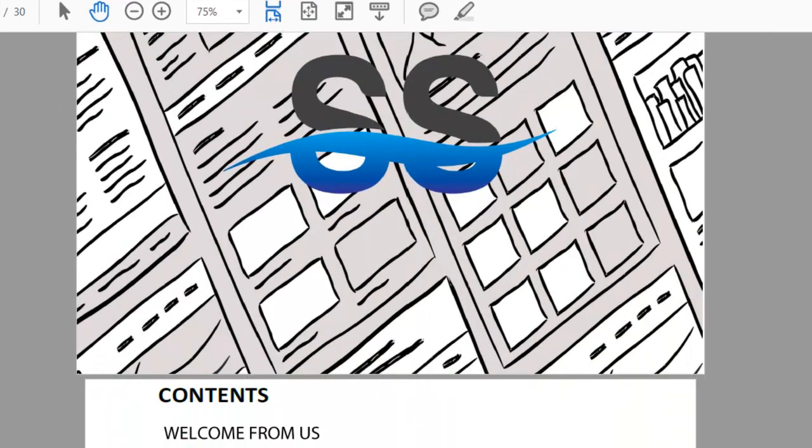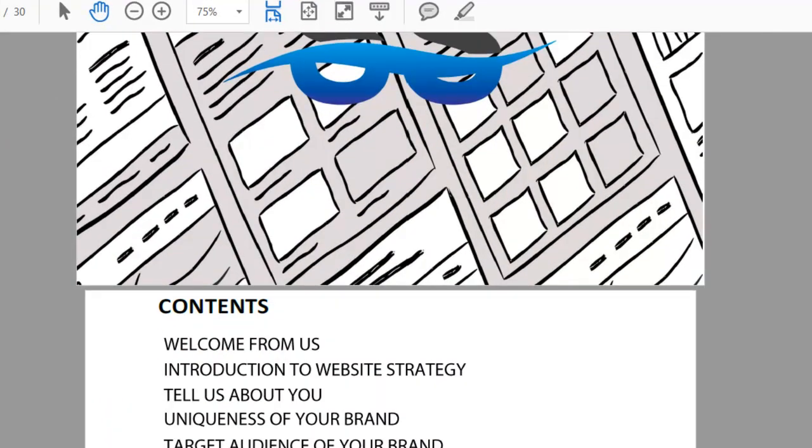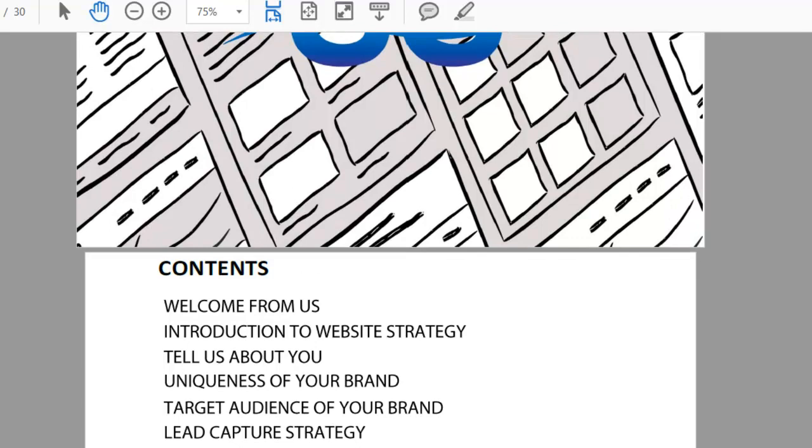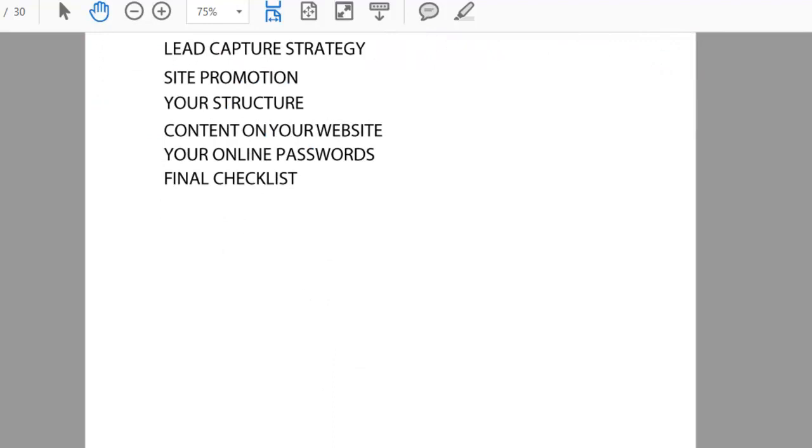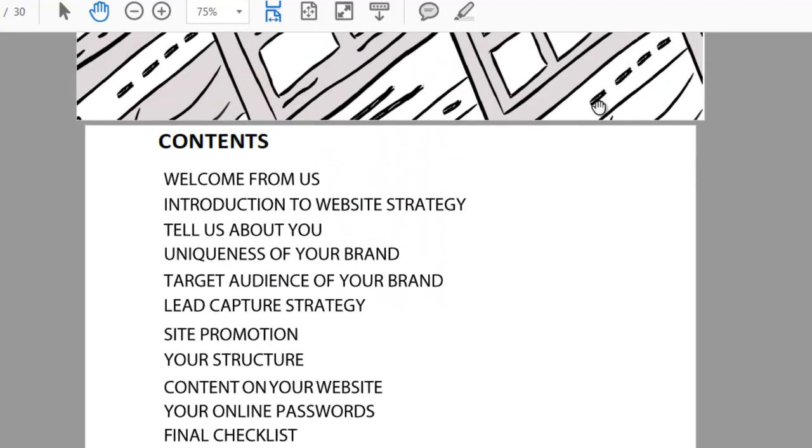So when you open up the workbook, and this is the exact same workbook, the first workbook that we work through with our client, this gets us all really clear on a number of elements that are really important and fundamental to planning your website. As you can see here, there is a contents area and it goes through the different areas there, right through from a welcome from us right through to the final checklist.